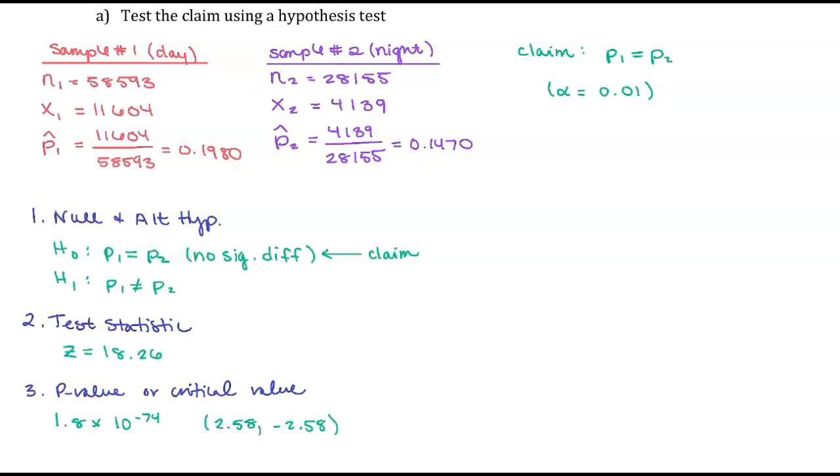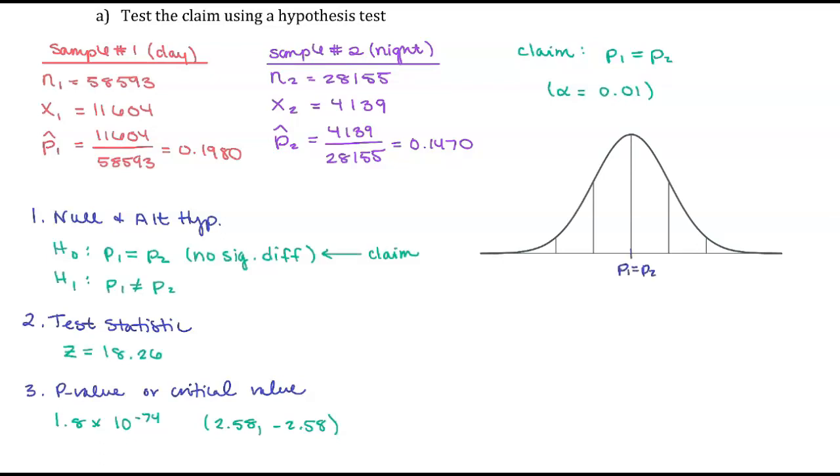Let's go ahead and put this on a picture. Again, our normal curve is centered on the idea that P1 is equal to P2. That's our null hypothesis, and it corresponds to a z-score of 0. We have a two-tailed test with alpha equal to 0.01. Splitting that into the two tails, we have alpha over 2, or 0.005, in each of the tails. I'll go ahead and add the critical values of negative 2.58 and positive 2.58 to our picture, since we have them. But our test statistic is 18.26.